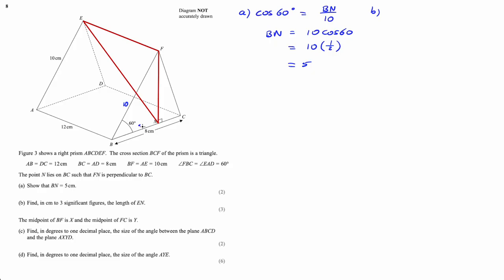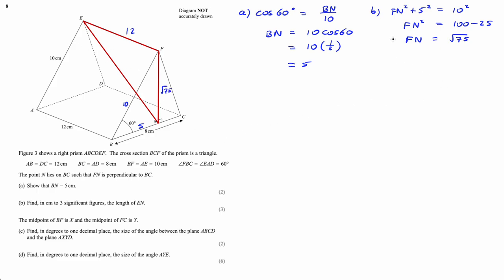This is 5. I know this is 12. I can find FN using Pythagoras. So let's write this here. FN squared plus 5 squared equals 10 squared. FN squared equals, that's 100 minus 25, which is 75. So FN is equal to root 75. Okay, so now we have FN root 75, and he wants to find EN.